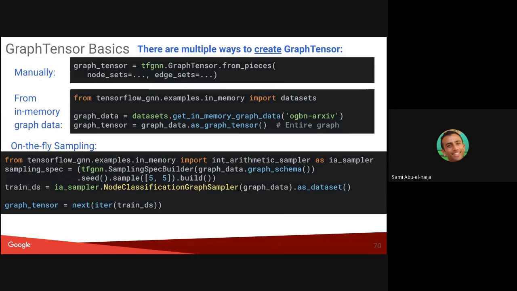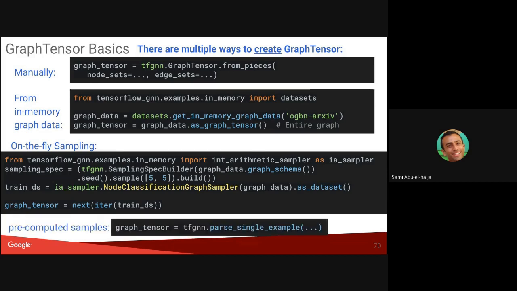You can also use our in-memory sampler and sample the graph tensors on the fly over these imported graph datasets. And while doing that, you can also get access to different representations of your graph tensor by subsampling them in memory. And we have a distributed sampler called the TF-GNN sampler, which can be used to create serialized TF examples that represent graph tensors. And you can also parse them to actual graph tensors using the TF-GNN parse single example API.